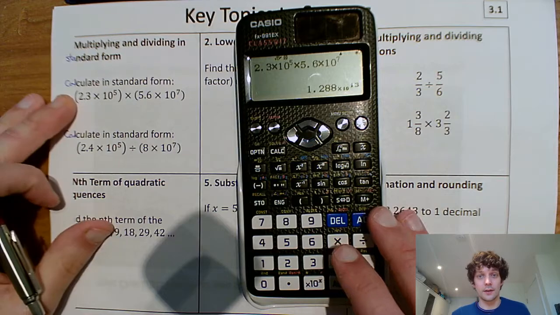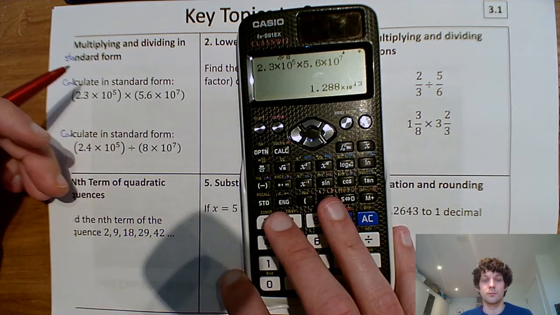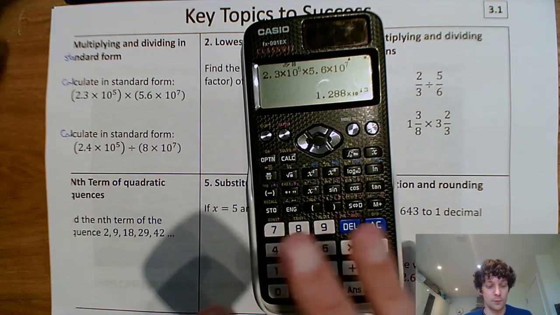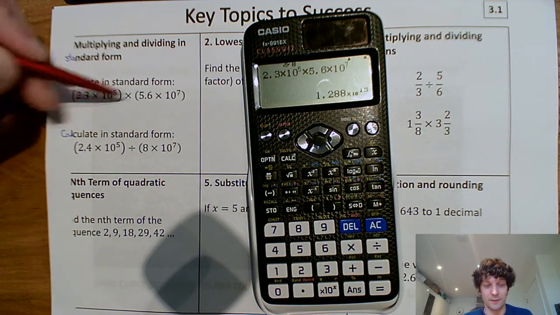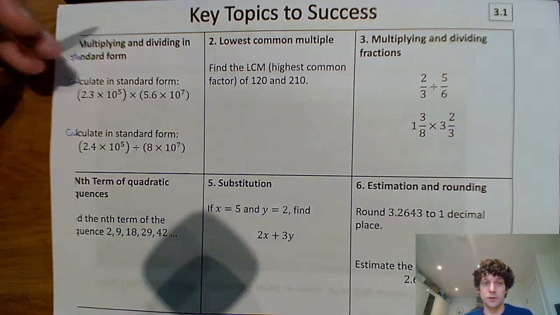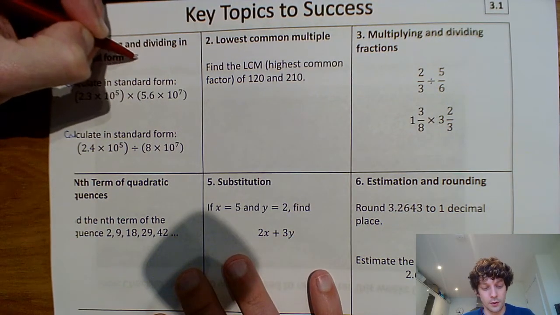If it's not a calculator paper, or if your calculator doesn't calculate in standard form like this, your method will be broadly the same whichever way. It's just doing this decimal calculation that might be different. So the first thing we want to do is do 2.3 times 5.6. So I'm going to do that quickly up here.